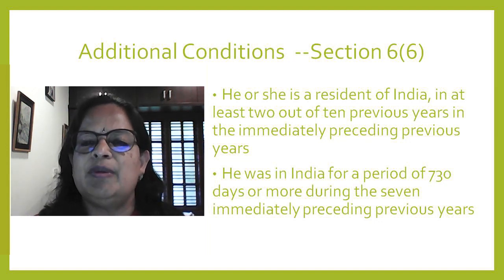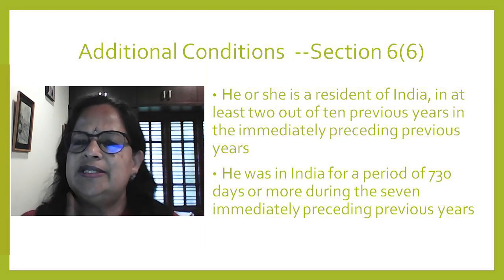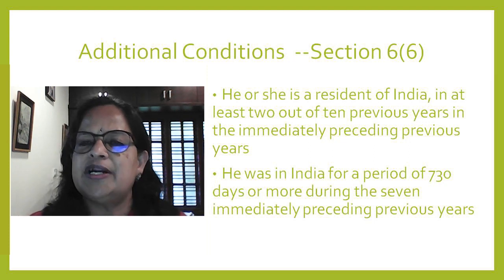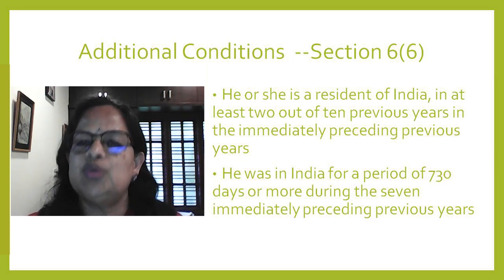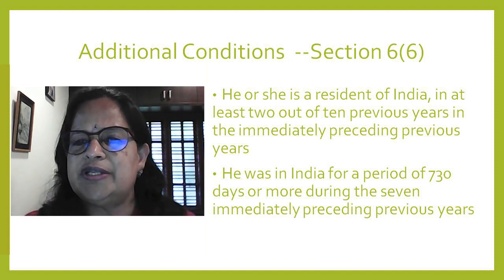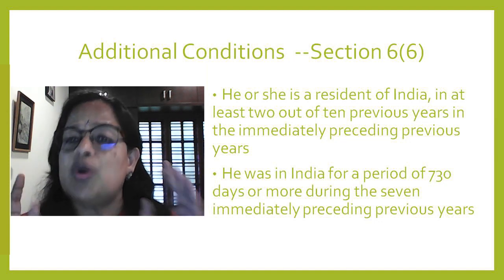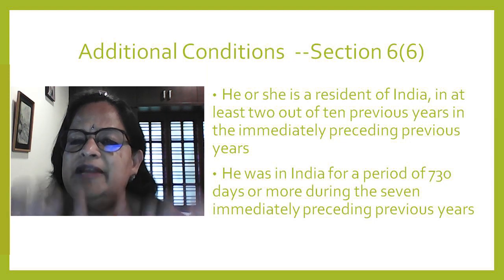So here you have to remember, he or she is a resident of India. Two conditions are there. Just like basic conditions, additional conditions are also two. So first one is, he or she is a resident of India in at least 2 out of 10 previous years in the immediately preceding previous years. So this is very, very important. He or she is a resident of India. Most of the students, when we value the papers, they will write, he lived in India.